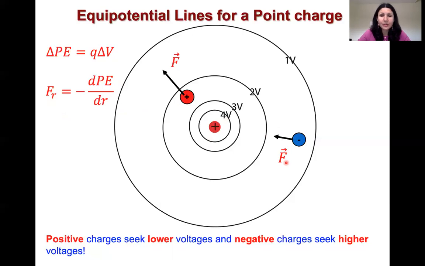So I also want you to notice another thing that's shown in this diagram. The arrow that I drew here for this positive charge is longer than the arrow I drew here for the negative charge.